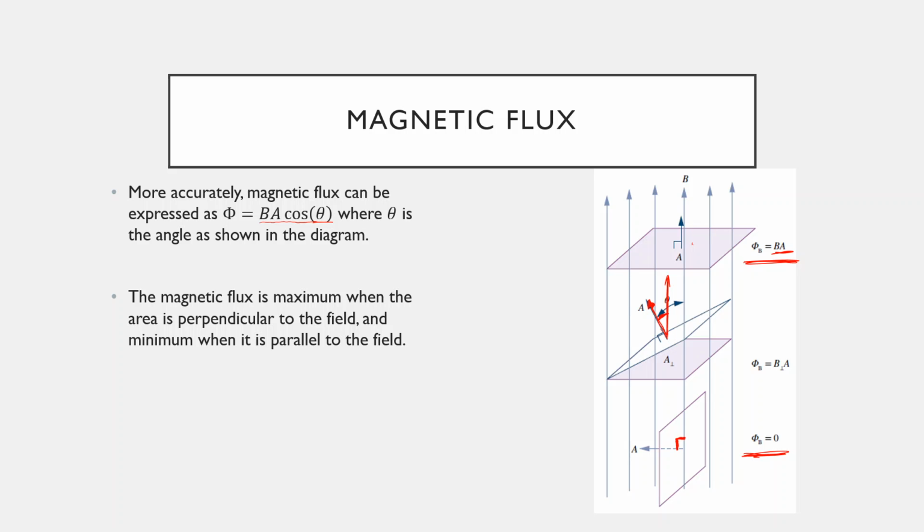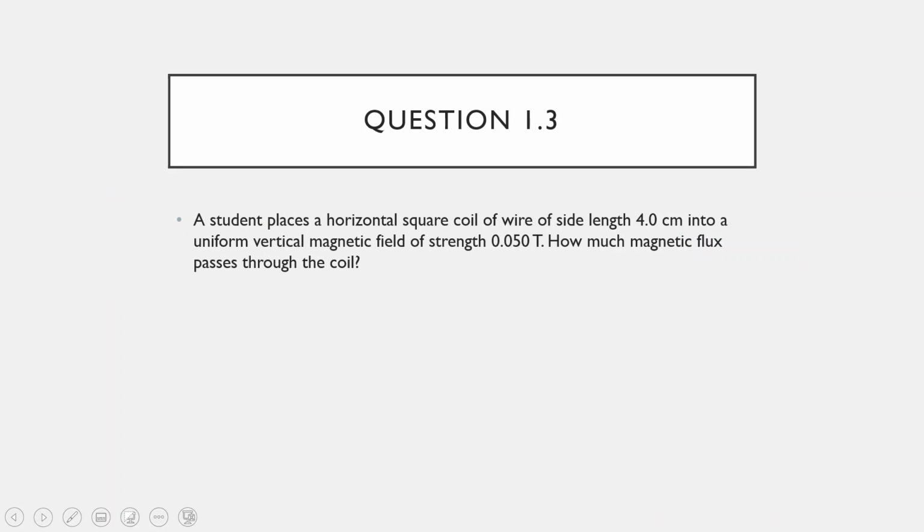Okay, cool. So magnetic flux is maximum when the plane of the area is perpendicular to the field, and it is a minimum, or zero, when it's parallel to the field. And it's some value in between when the angle is somewhere between 0 and 90 degrees. So let's do a question.